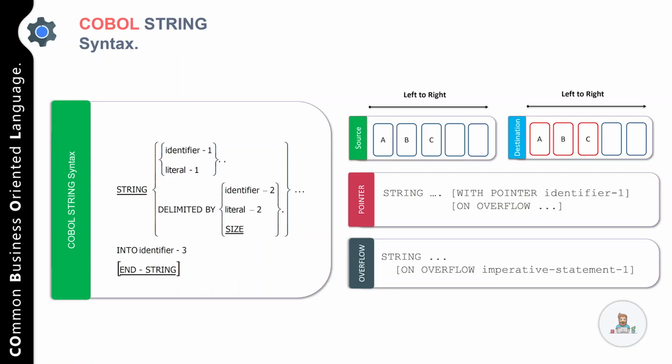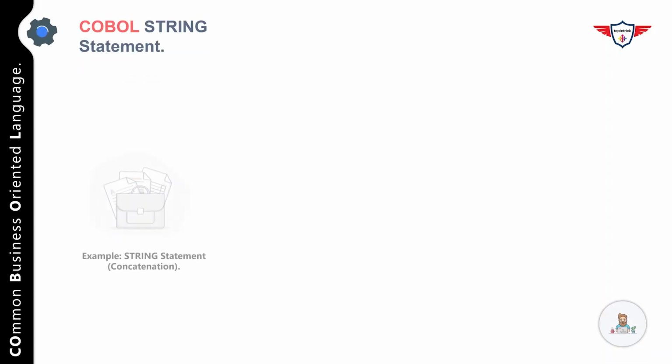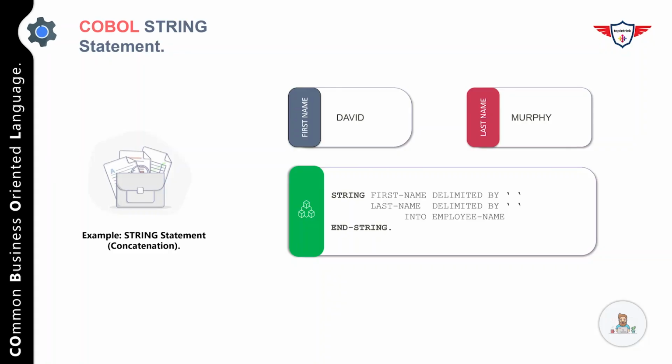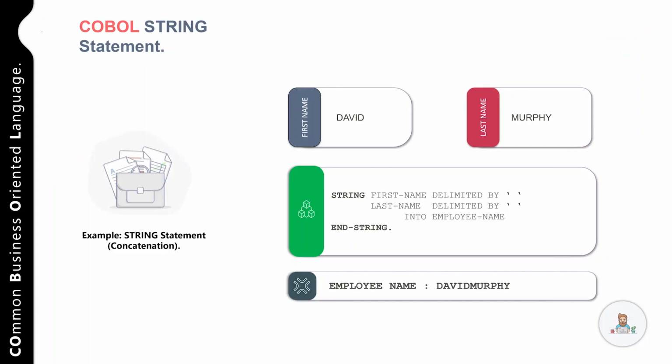In the following example, we are concatenating first name and last name into employee name, and for that we are using the STRING statement. We have specified the STRING keyword. After that, we have used a variable name, that is FIRST-NAME DELIMITED BY SPACE. After that, you have LAST-NAME DELIMITED BY SPACE. Thereafter, you have the INTO keyword, and after that I've specified the destination variable. In this case, EMPLOYEE-NAME is going to hold the concatenated string from the source fields, first name and last name.